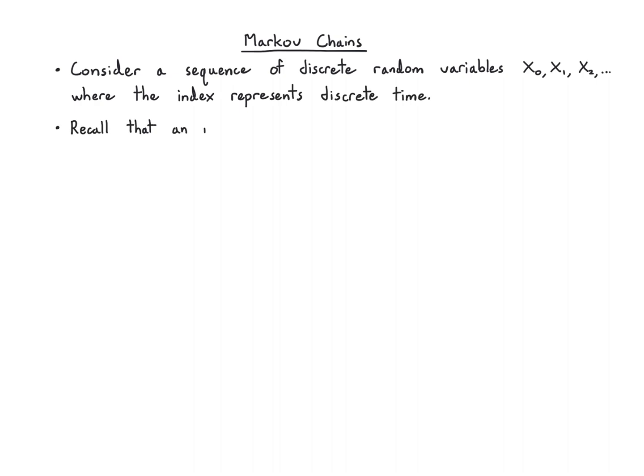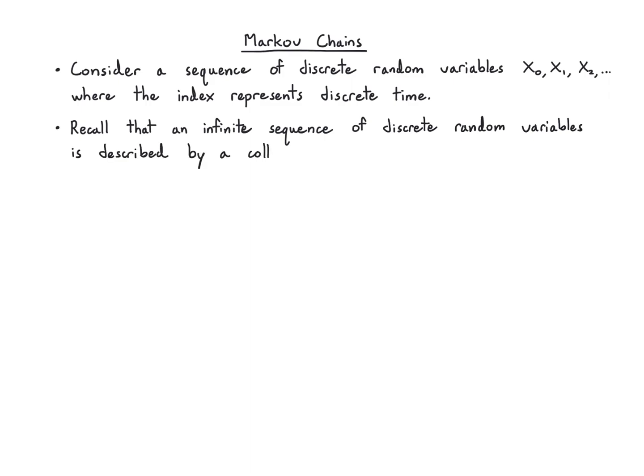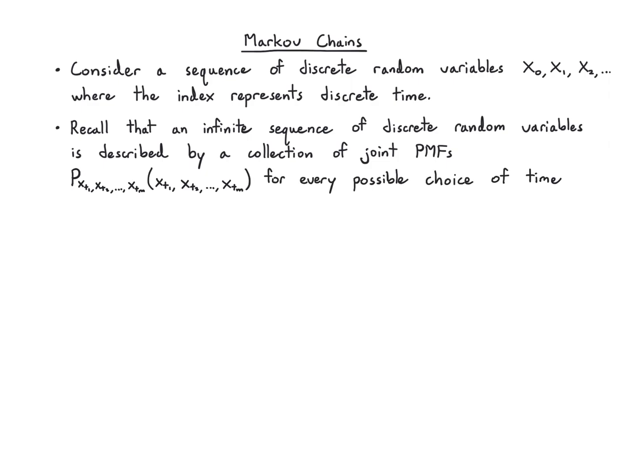Remember that an infinite sequence of discrete random variables, like the one above, is always described by a collection of joint PMFs. And we'll write that here as P of x_t1 up to x_tm for x_t1 up to x_tm. And we can pick a joint PMF like that for every possible choice of time indices, t1 up to tm, and any m. So this is a very complex way of writing things, and usually we simplify it.